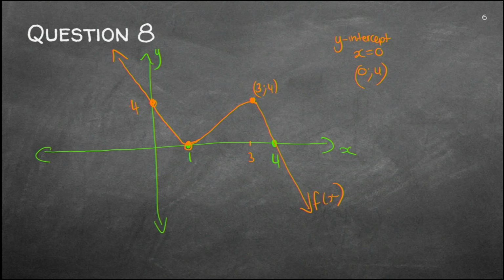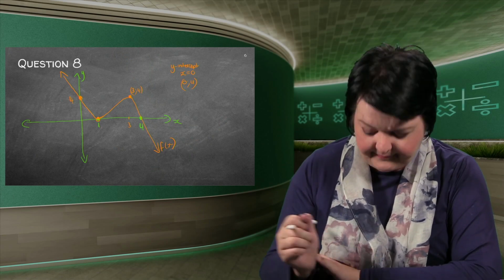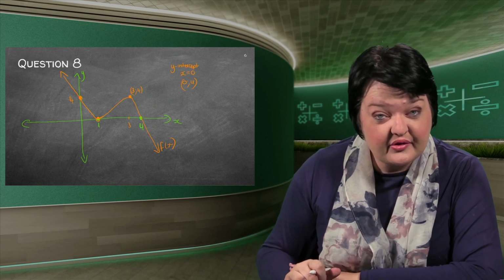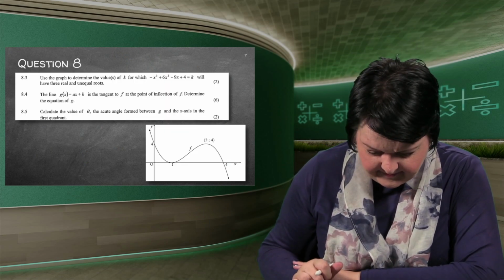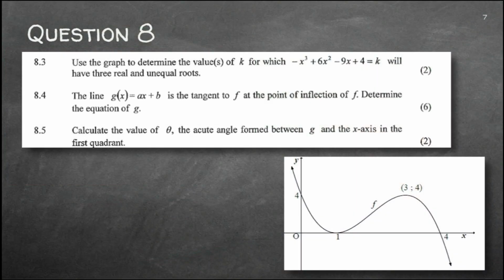And other than that, I indicated all the coordinates. Now let's move on to the rest of the questions. Use the graph to determine the values for k, for which this will have 3 real and unequal roots. Right, so if I were to bring the k over, I would literally have to say where f(x) minus k is equal to 0, because this is the function of f(x).